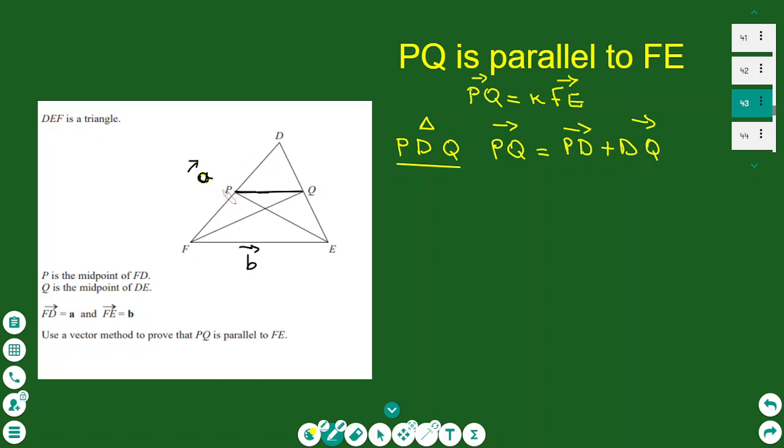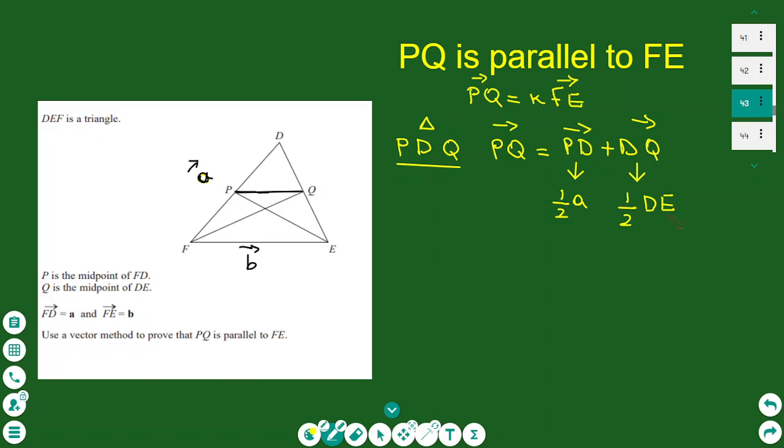Because P is the midpoint, the PD is half A. So I know the PD is half of the A, and the reason is because P is a midpoint. So I can write this as half A, and they have exactly the same direction as the FD. Also the DQ, because Q is the midpoint also, I can write the DQ as half of DE, the vector DE.